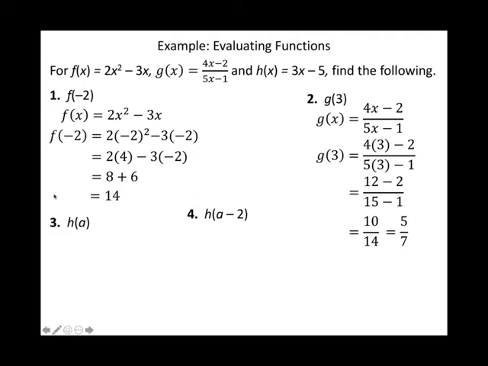Number 3, h of a. So this time we are not plugging in a constant. We're going to plug in another variable, but it doesn't matter. We could just replace the x with the a in here. So h of a will be equal to 3a minus 5.